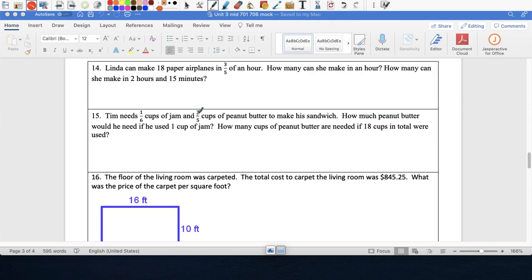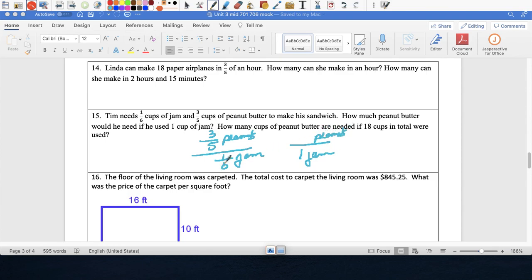Okay, so 1/6 cup of jam for every 3 3/5 cups of peanut butter. How much peanut butter is needed if you use 1 cup of jam? So let's find the unit rate in terms of 1 cup of jam. So we have 3 3/5 cups of peanuts for every 1/6 cup of jam. That's our story. Now, if we use 1 cup of jam, how much peanuts would we need?